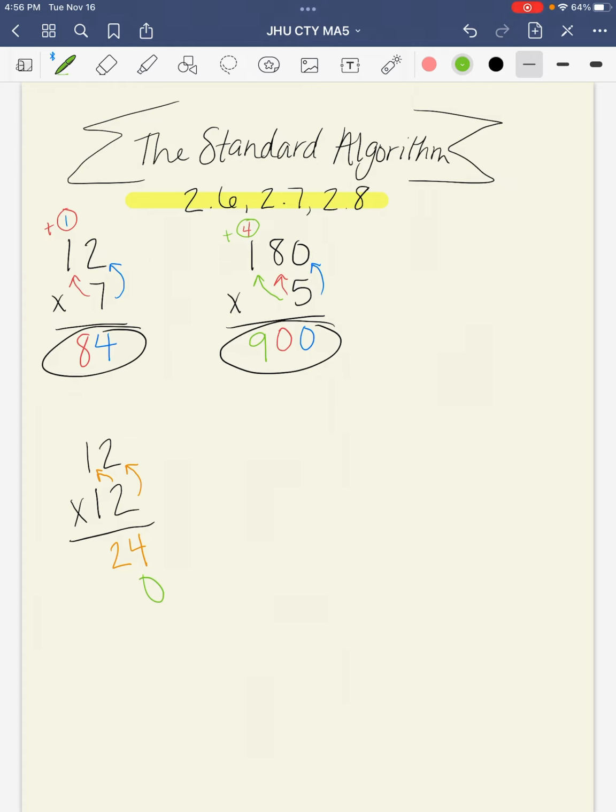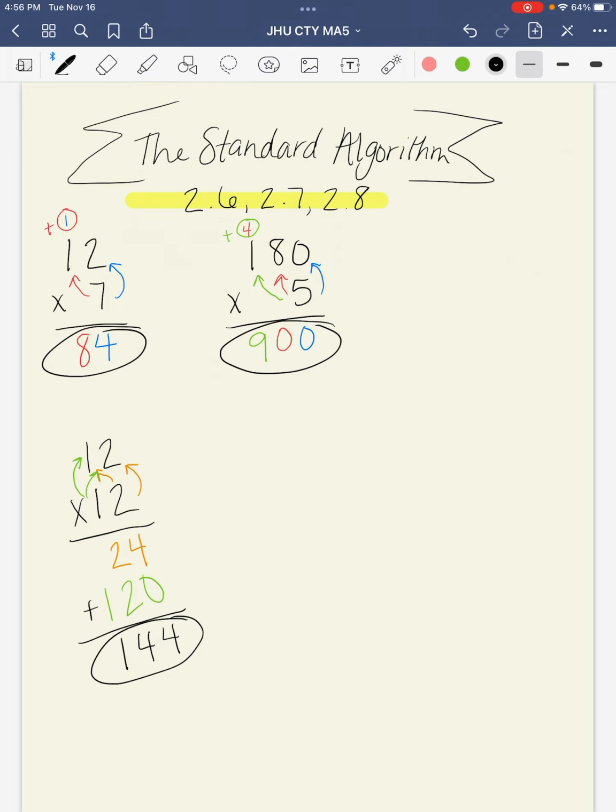So 1 times 2, it's going to give me 2. And 1 times 1 is going to give me 1. Okay, so I've multiplied all the numbers. Now what I have to do is add them together. So I add these two products together. So 4 plus 0 is 4, 2 plus 2 is 4, and 1 plus nothing is 1. 144 is my final answer.